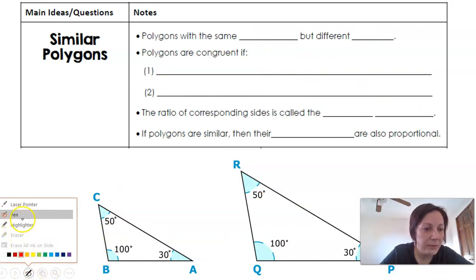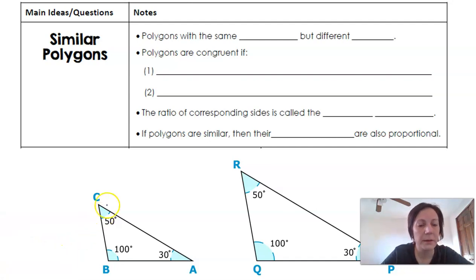is, if I give you, can I use a color other than red? Okay. If I give you that this is 4 and this is 8, and then I give you that this is 10, and say, well, what's this side? I can just set up a proportion. So watch what I'm going to do.